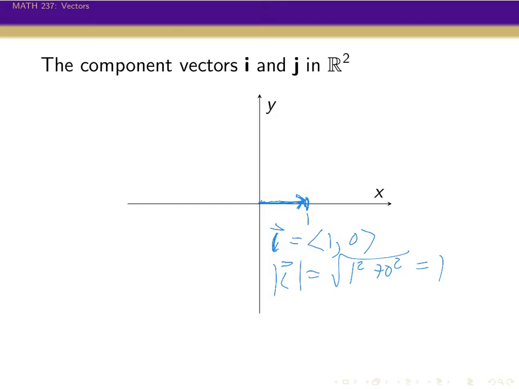j then is going to be the unit vector that goes in the positive y direction. So j has components 0, 1, and same as before, the magnitude of j is going to be 1. Okay, and so these are the vectors that single out going just in the x direction, then you're going along the same way as i. If you're going just in the y direction, you're going along the same way as j. So if you do 1 step in the x direction, you've gone i. 1 step in the y direction, you've gone j.